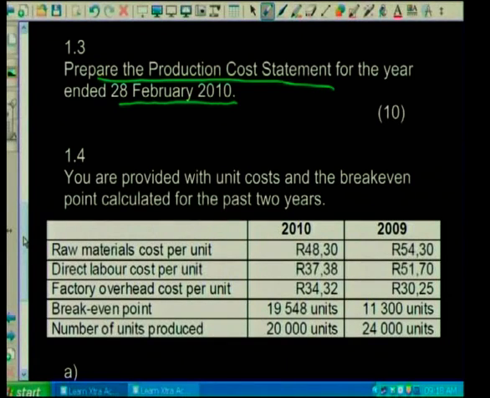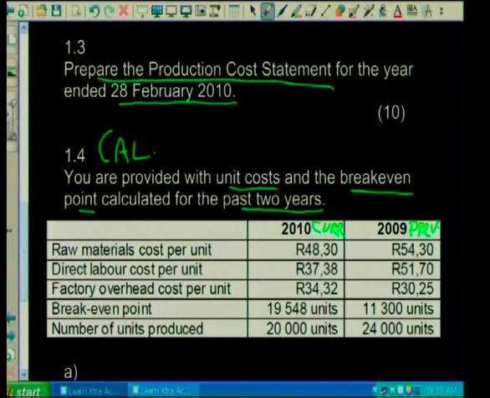Okay, 1.4 is our calculation question, so I'm just going to make a note there. This is where we need to do some manufacturing calculations. You are provided with unit cost and the break-even point calculated for the past 2 years. So for 2010 given to us, 2009. This is obviously our previous year. Just going to make a note of it as we're reading. 2010 is my current year.